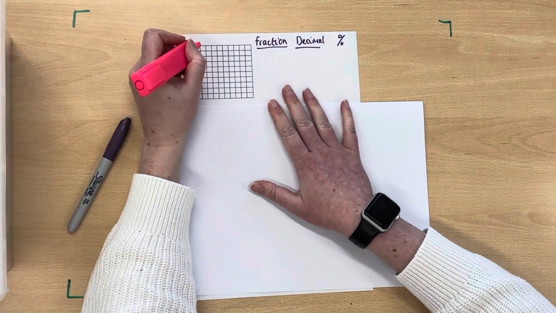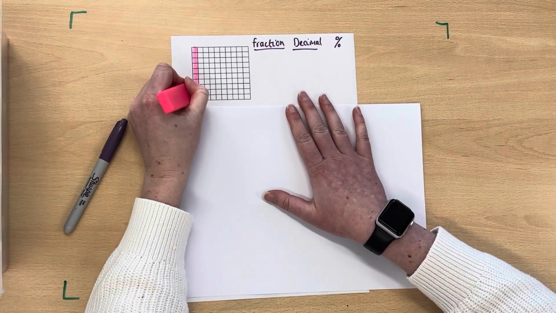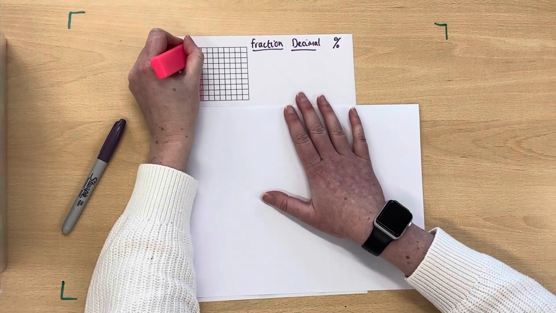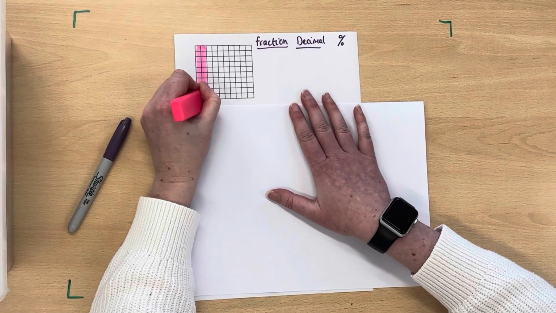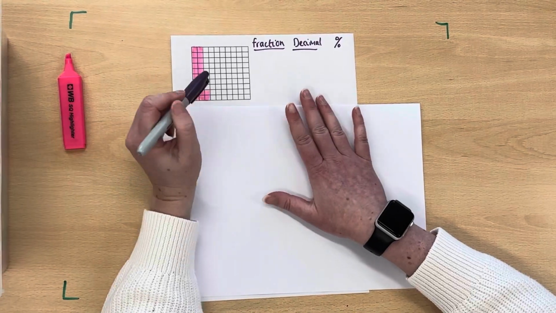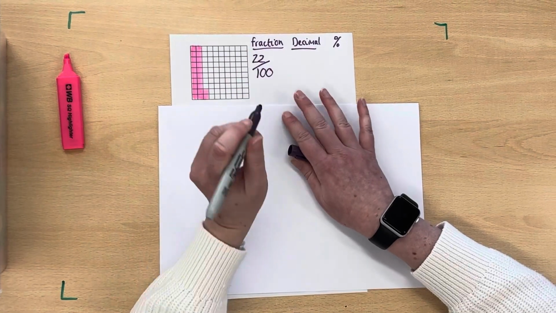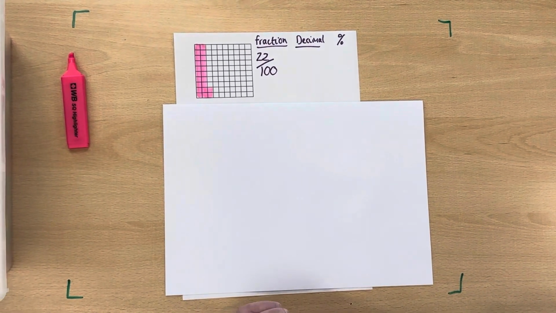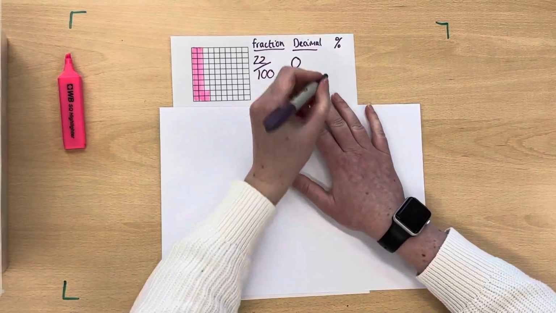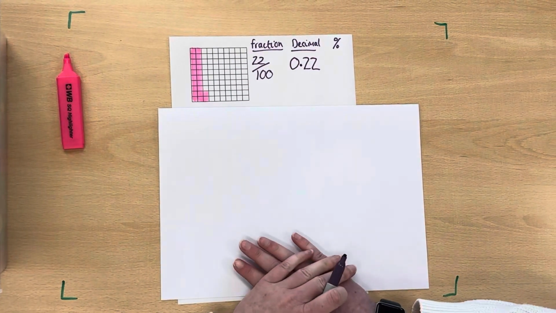So if I shade this amount, I have shaded 22 small squares out of 100. That would be one way to write the fraction. I have shaded no whole sets, but I have shaded 22 small pieces.